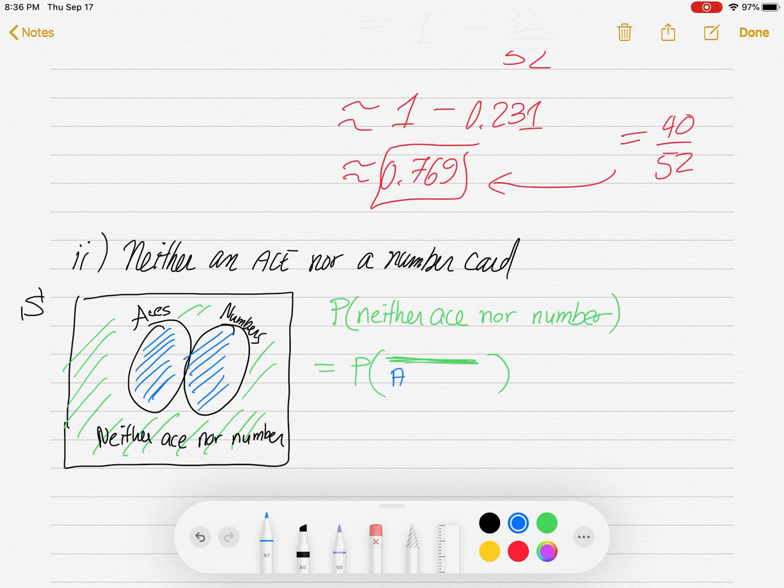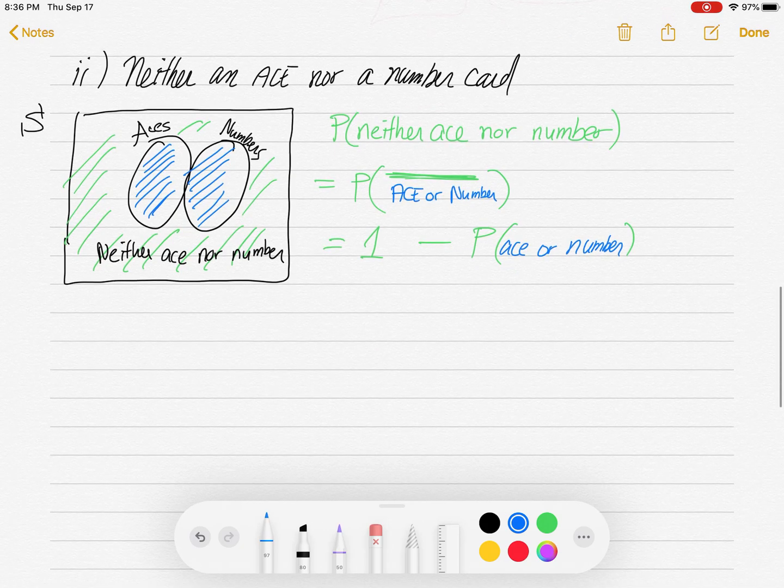that's equal to the probability of the complement of the blue. What's the blue? Ace or number, right? Ace or number is those two blue sets together in one big set, and we're finding the complement. We're finding everything outside of that big blue set. Okay, so remember the formula for the complement. It's 1 minus the probability of the event, ace or number card. So proceeding with this, I'm going to have 1 minus the probability.